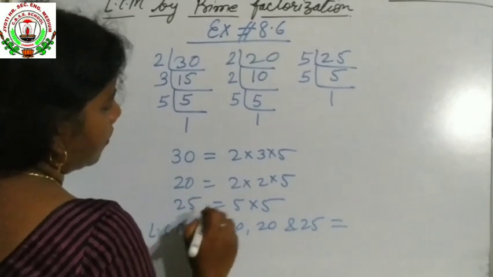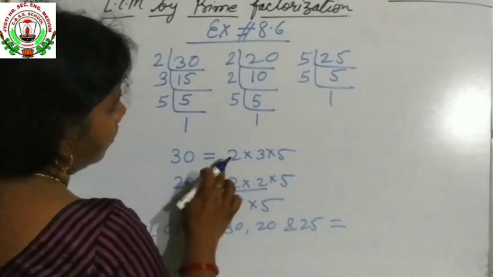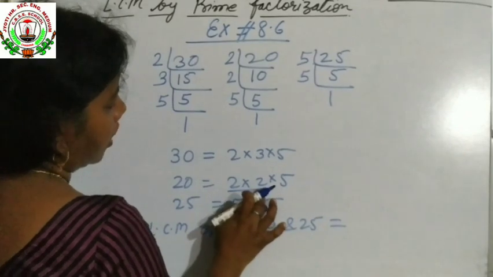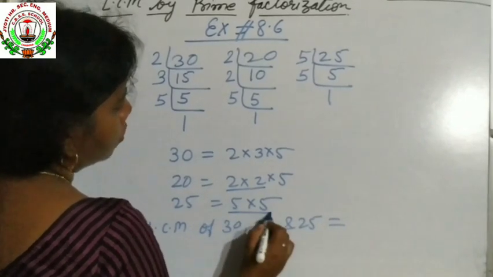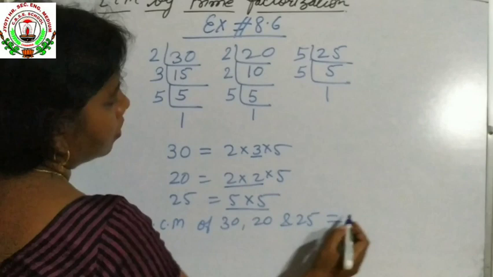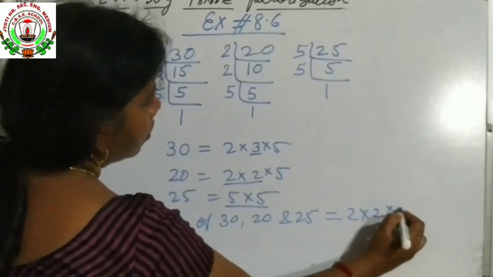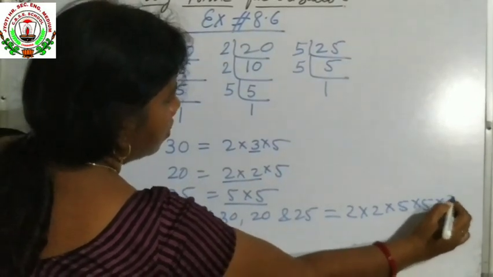The maximum number we will see. Here 2 times 2 is, here 1 time. So we will see 2 times 2 and 5 is 2 times and only 1 time 3. So we will write 2 into 2, then 5 into 5 into 3.